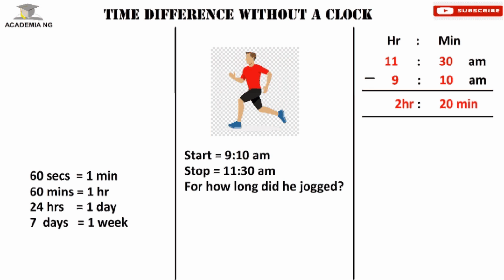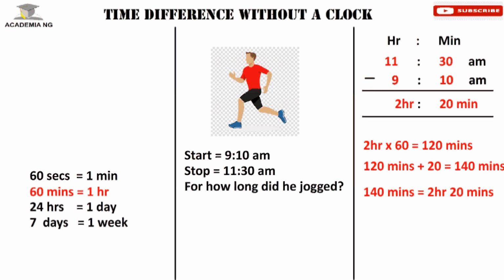Now, to convert it to minutes, if required, all you have to do is to multiply 2 hours by 60 because 60 minutes make an hour. You get 120 minutes. Then add the remaining 20 minutes to the 120 minutes to get 140 minutes. Know that 140 minutes is the same as 2 hours 20 minutes. Do you understand? Okay. Let's look at another example.